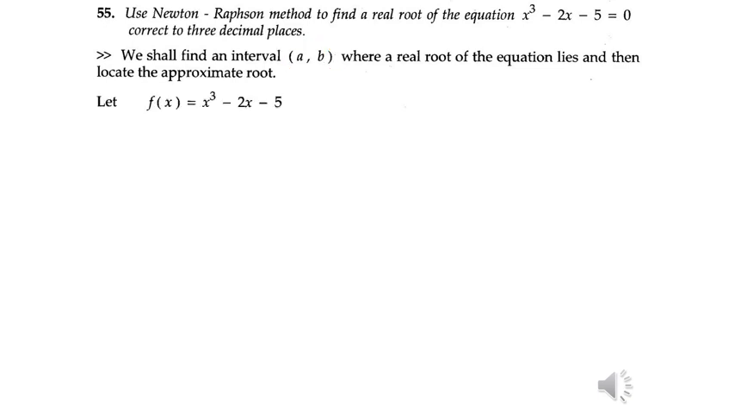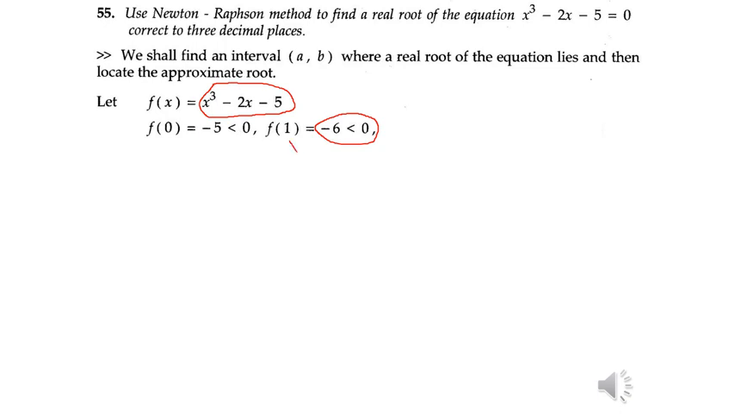For that, consider this as f of x and go on putting the values of x. First, let us take the value of x as 0 and check whether it is negative or positive. If you put x equal to 0 here, you are going to get minus 5, which is negative. So next, go for one more value. Let us take x equal to 1 now. If you take x equal to 1 in the RHS here, the answer you will get is minus 6, which is again negative. Continue this process till you get a positive answer.